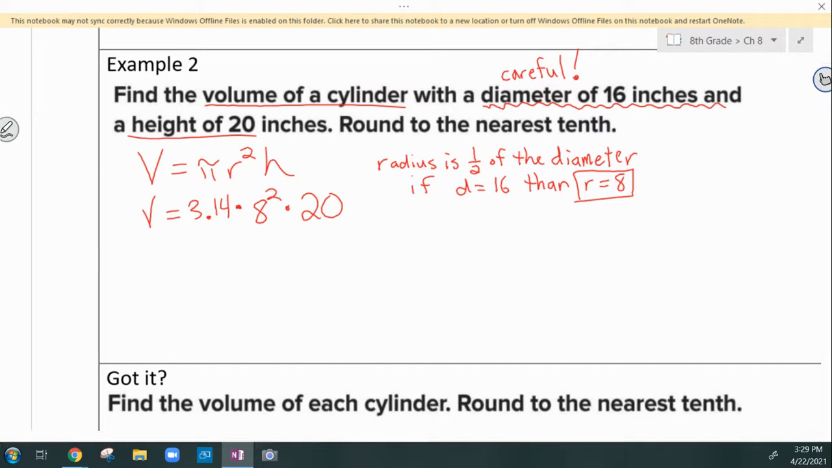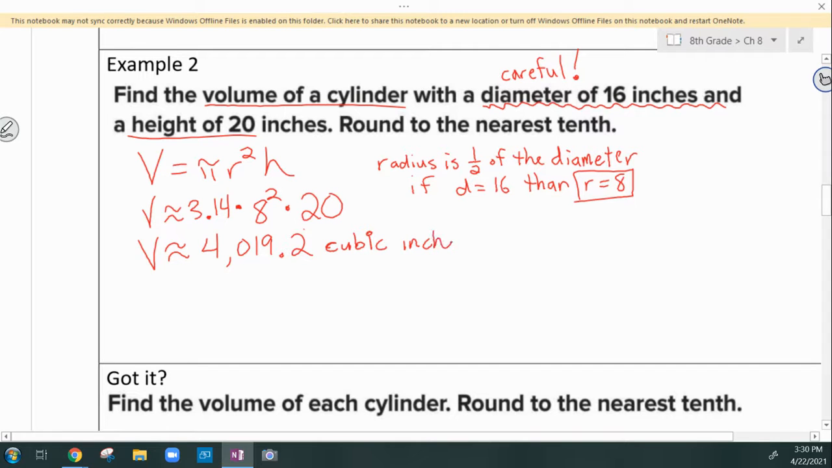Get your calculator. I forgot to change this to approximately because I'm not using an exact representation of pi. And I get, whoa, big number, 4,019.2 is my final answer. And I have to put my units. My units are inches. So when I calculate the volume, I get cubic inches.